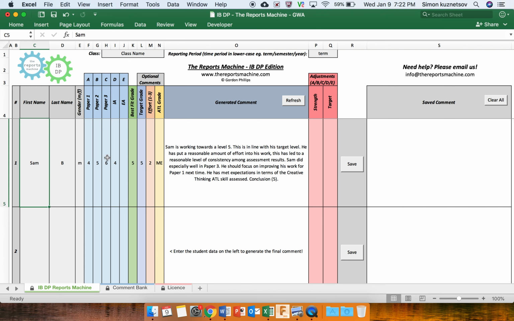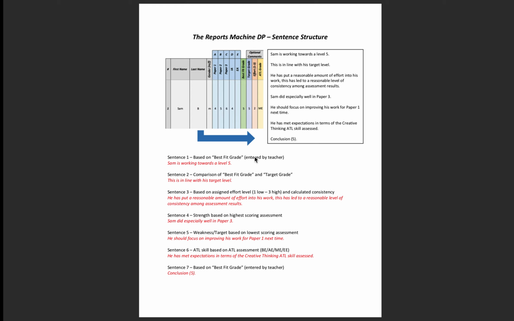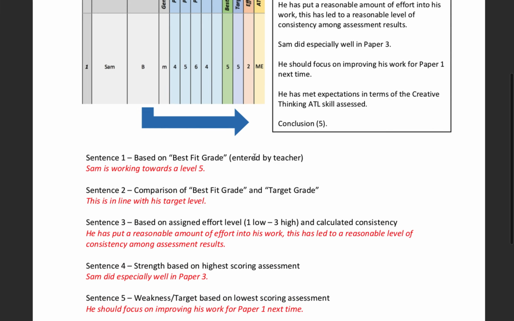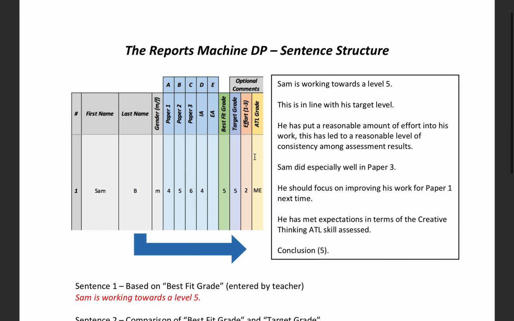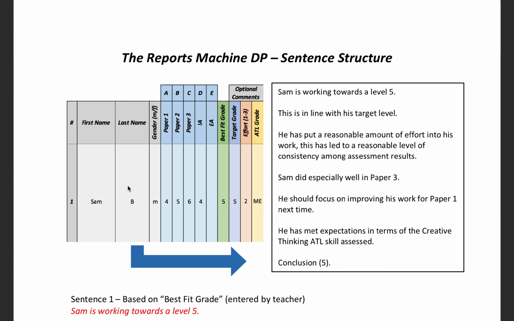So how this basically works is the report splits itself up into a few different sentences. I'm going to flick over to this document, which I will send you, and this is the sentence structure. So those were the numbers that we saw, or the assessments that we saw on the previous example. So how this works is the report picks out a few sentences and just joins them all up.